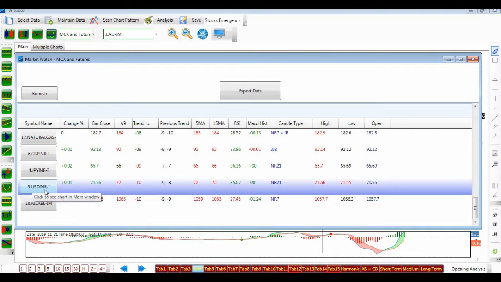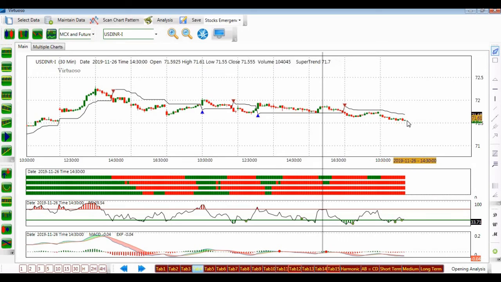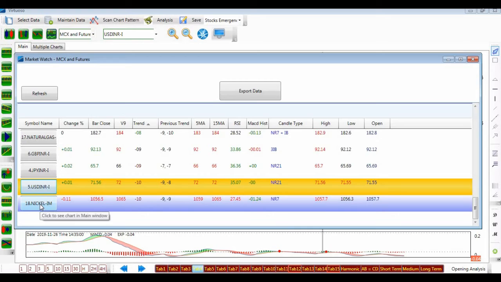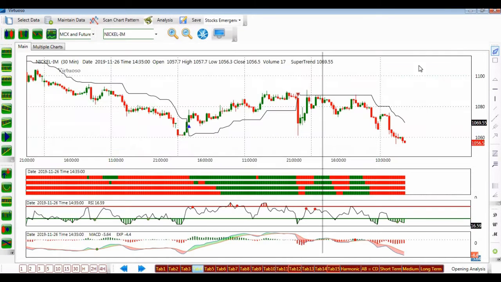Okay, so USD INR is at -10 on the 30-minute chart. Let's click on USD INR. It shows you that yes, USD is in a selling zone. The ribbon is in red, RSI is showing red, and the MACD is also showing red. Again, nickel is showing -10. It means nickel is in the selling zone since yesterday. Let's click on nickel and see.